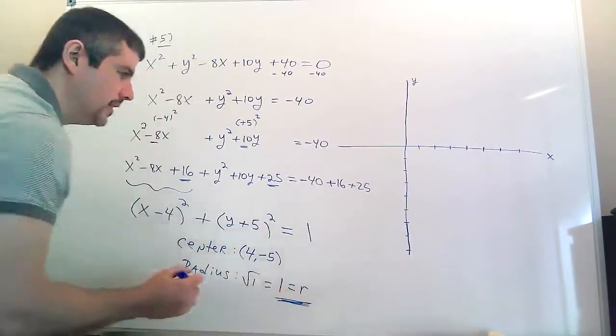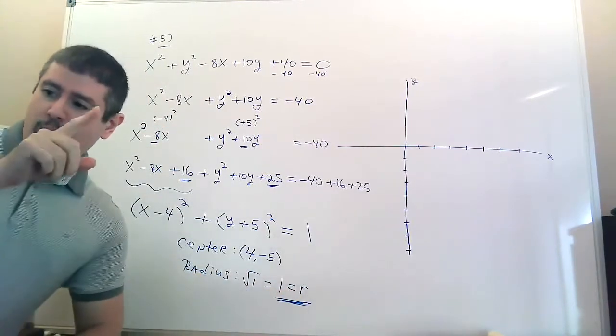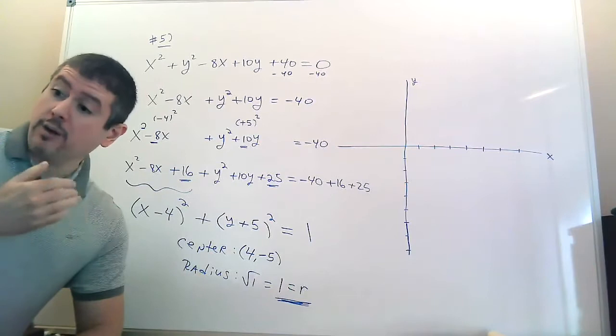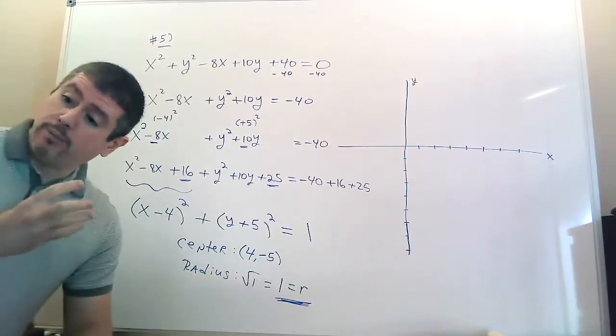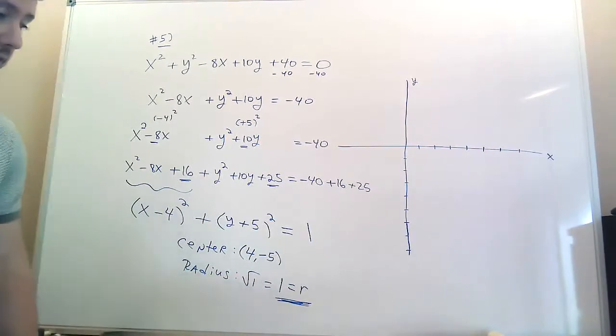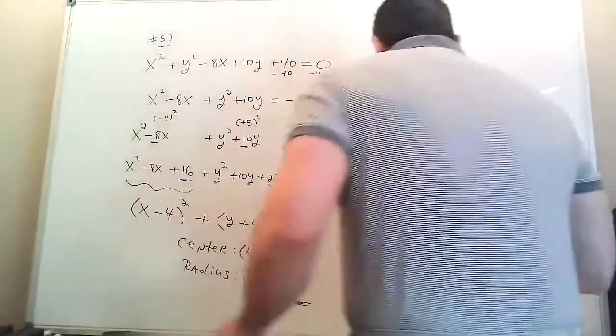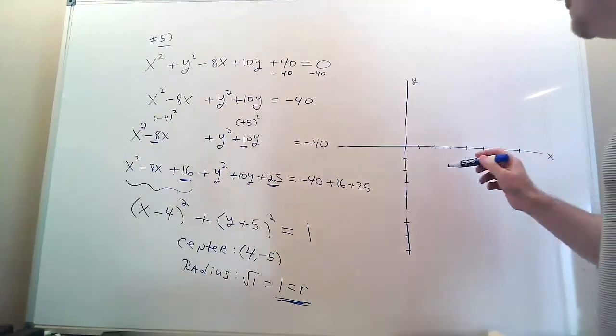Boy, that's easy. That's going to be a pain in the ass to draw, though. Up 1, down 1, left 1, right 1. So I'm going to plot the center, and then I'm going to use that radius to make 4 more points, and then I'm going to connect them in a circle. Right? This is what you got to do, so I'm going to do it. We know it's a pain in the neck.